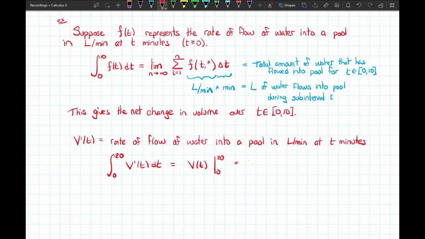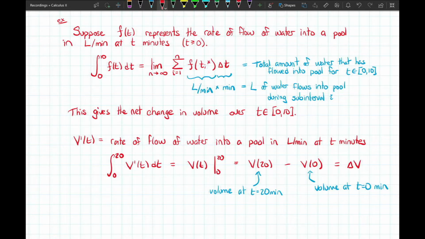And you can see that this is just equal to the volume after 20 minutes minus the initial volume at 0 minutes. So really, this is a net change in volume. This is just thinking like delta V. It's a change in volume over that time interval. It's taking our final volume and subtracting our initial volume to get a net change.